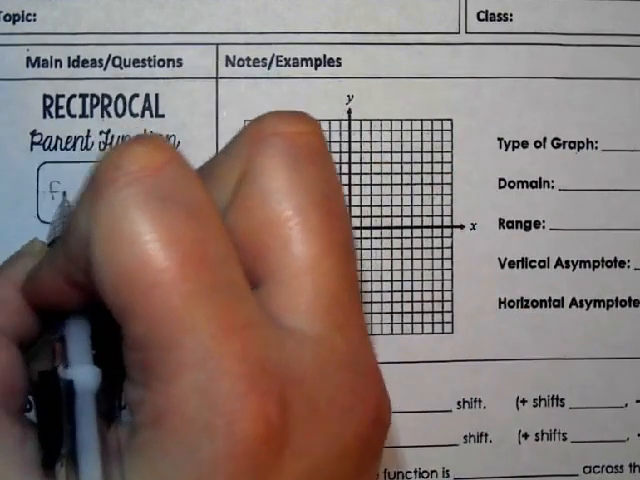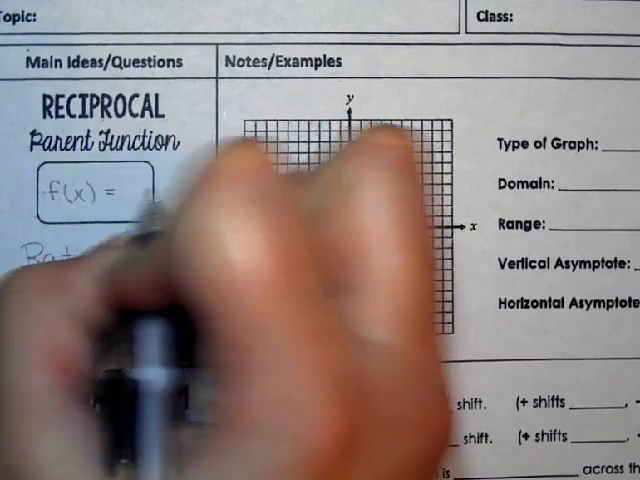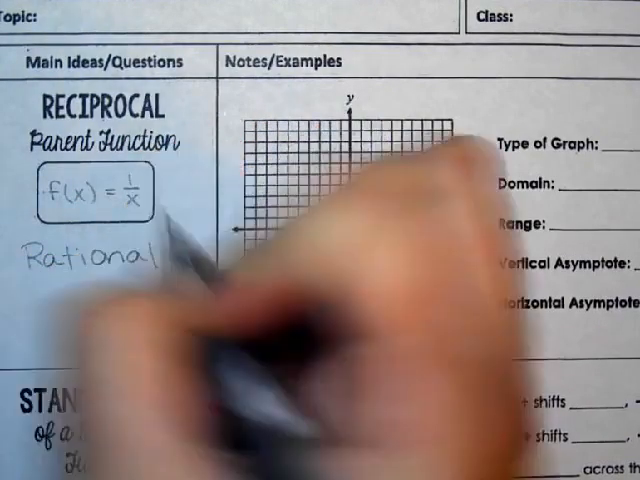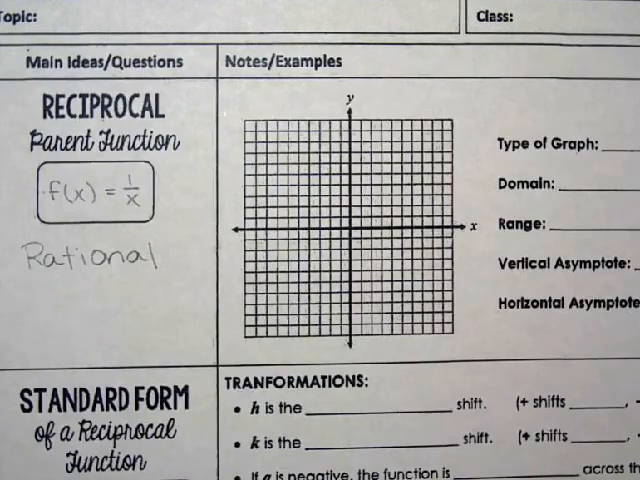So it is f of x equals 1 over x. That's the parent graph. So that's the graph with no transformations. Has not been shifted left or right, has not been shifted up or down.